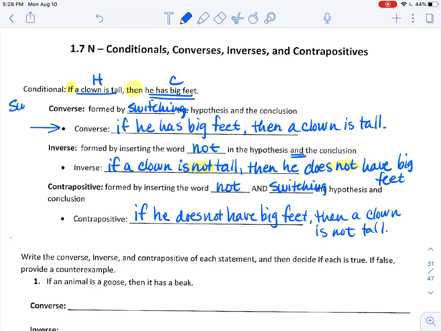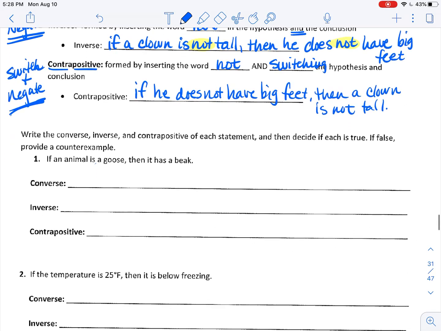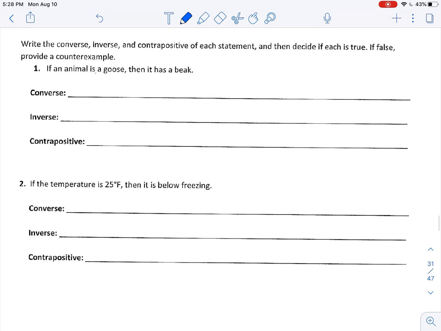So the converse, we switch. The inverse, we negate. Contrapositive, we switch and negate. I always think of contrapositive as two separate words, so I know I need to do two separate things. Okay, so now let's practice.